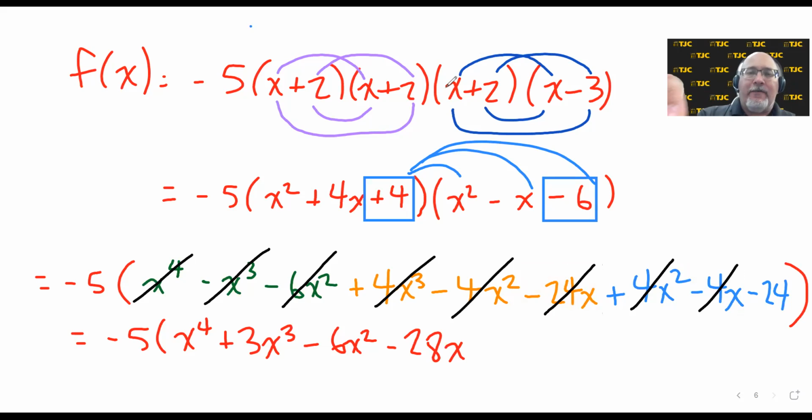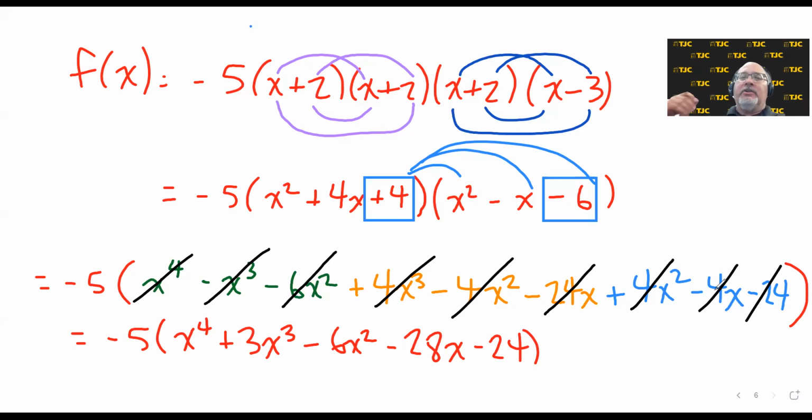And then the last thing I look for are my constant terms, but the only constant term is negative 24. And so I am done with that term. So just stay the course, stay focused, and you should be good. Now we're not quite done because we still got to get rid of the last parentheses.